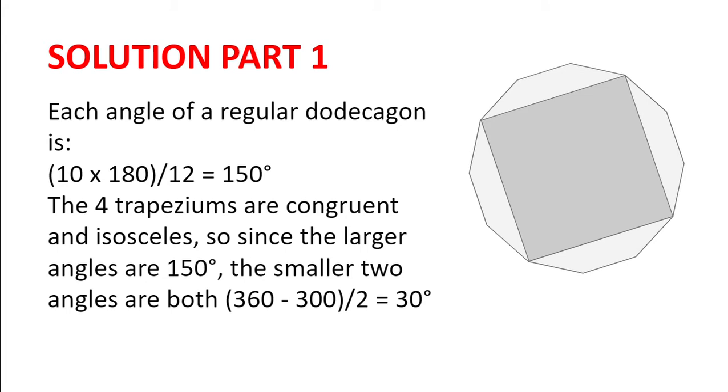Solution. Each angle of a regular dodecagon is 10 multiplied by 180 divided by 12, which is 150 degrees. Now, the 4 trapezia are congruent and isosceles, so since the larger angles are 150, the smaller two angles are both (360 minus 300) divided by 2, which is 30 degrees.